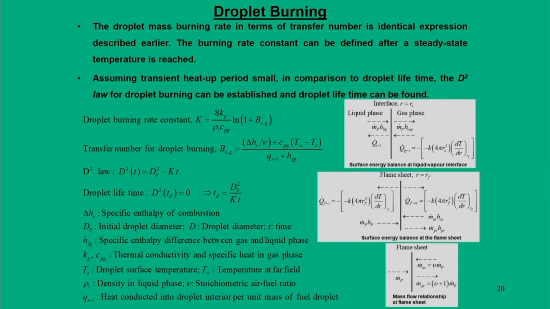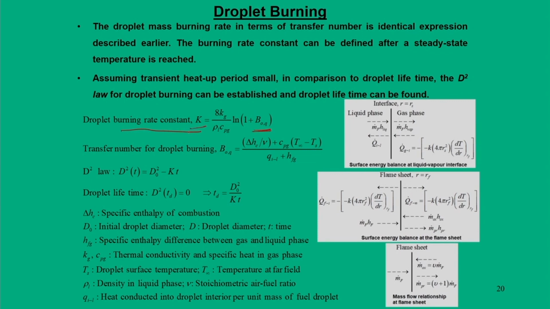Now, after knowing all these things, we will be able to find the parameter that we call the droplet burning rate constant. This number is similar to the previous value of K. The difference is the transfer number expression, which is a different number, and this transfer number we have to get with the combined effect of the flame as well as the droplet.